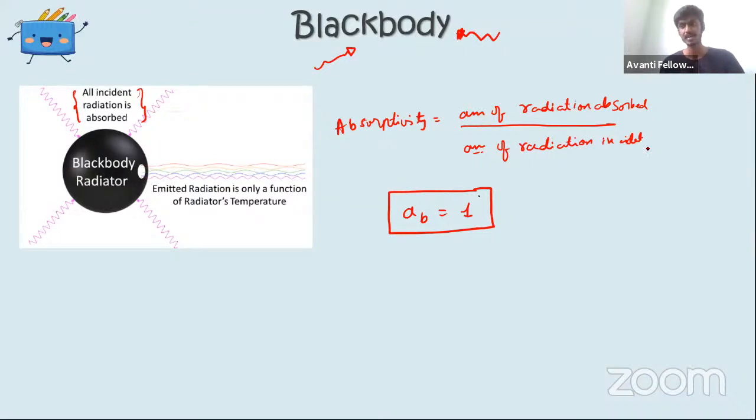Okay, black hole too, exactly. Black hole, whenever you cross the event horizon, all the radiation available will be absorbed by the black hole. So a black hole also can be thought of as a black body. That's correct. Good, Archana. So is it clear?